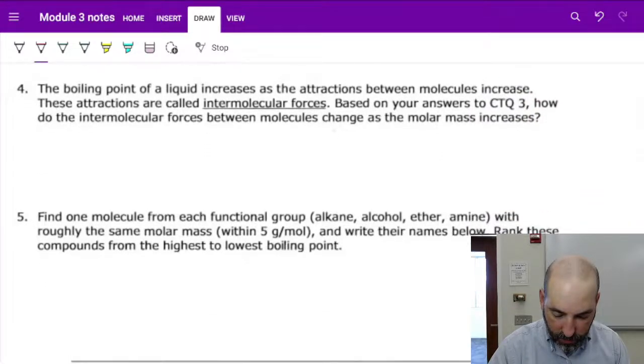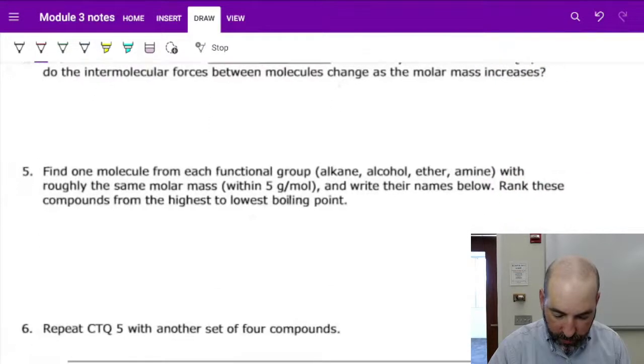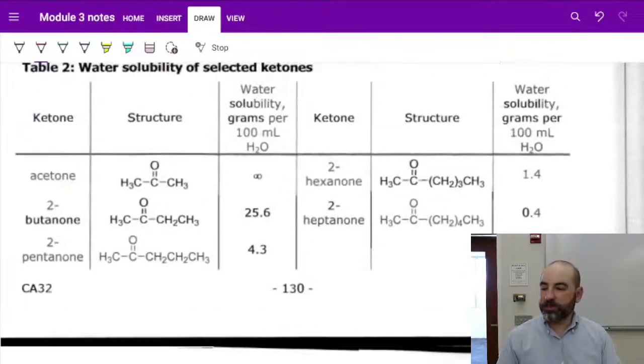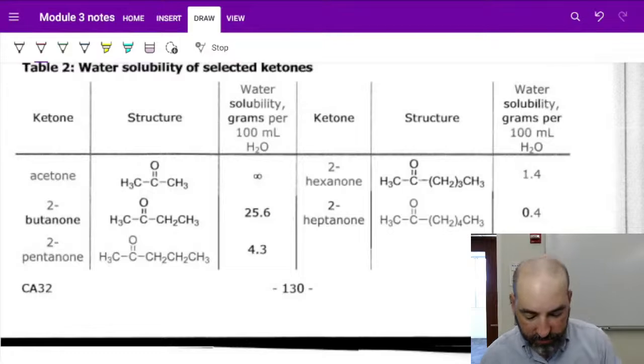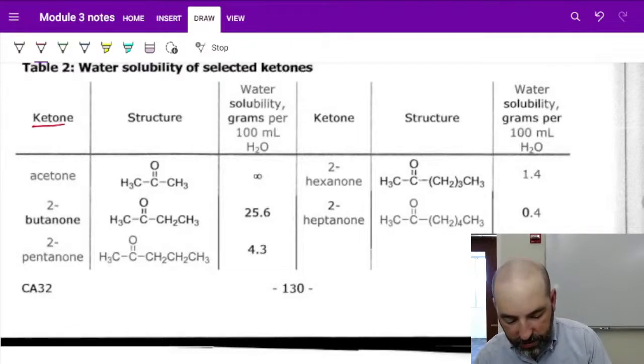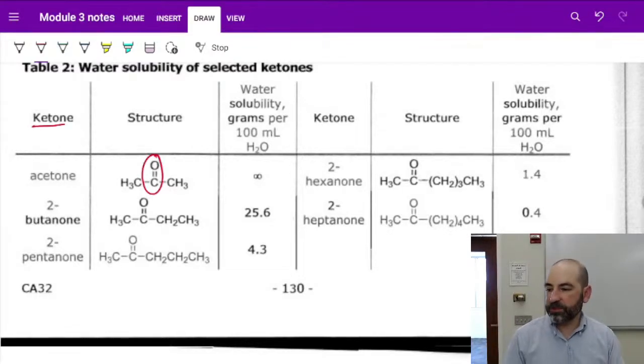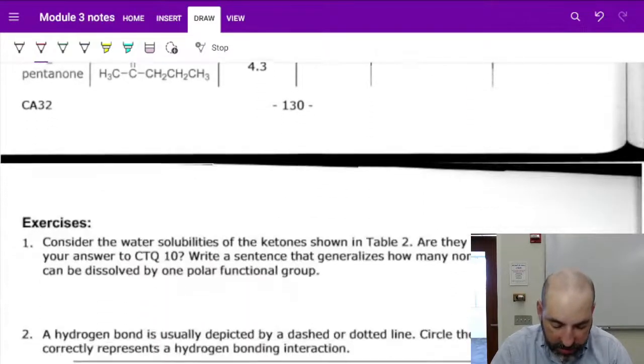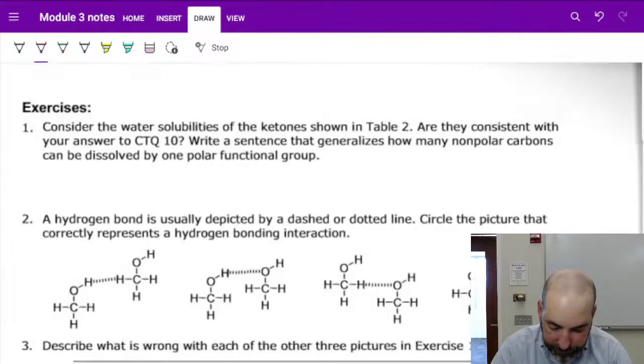All right, we did that. Where were we? Here's where we are. Okay. Then it introduces a new category of functional groups called ketones. Ketones are molecules that have a C double bond to oxygen with carbons on either side. And this time they're only giving you the water solubility data, so not the boiling points, just the water solubility, and asking some questions about that.